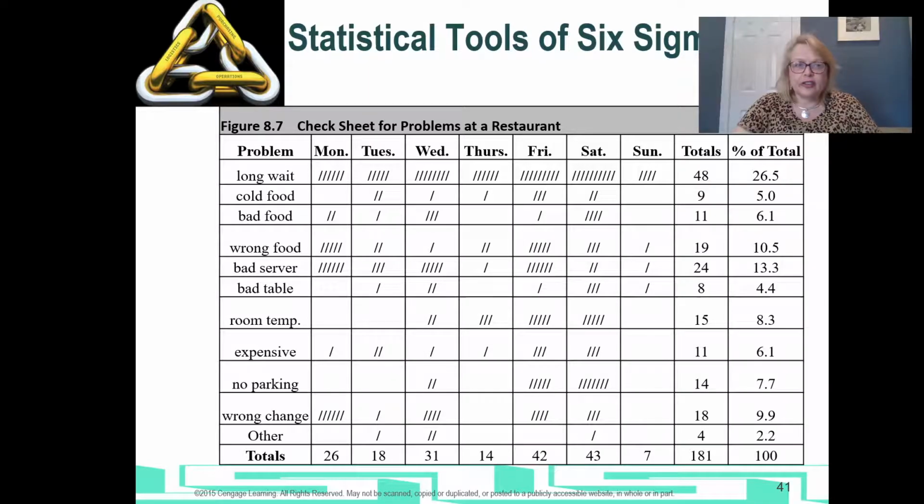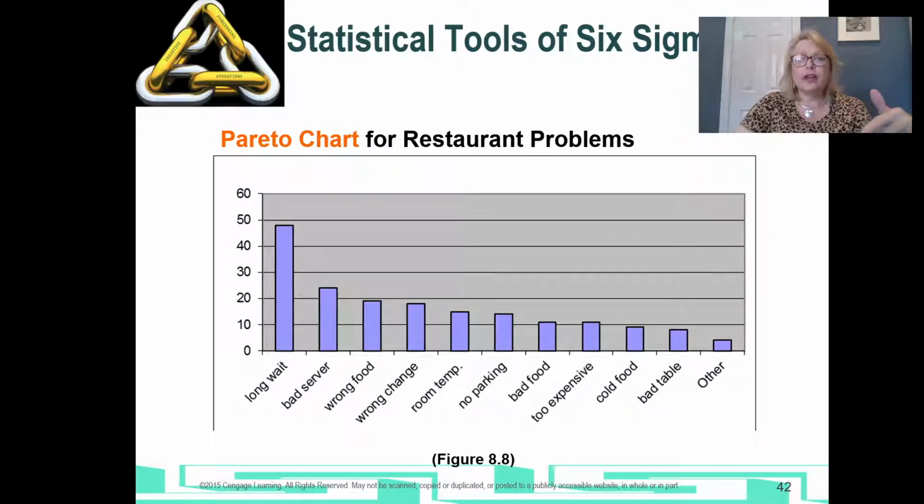This is a check sheet. So we had problems at our restaurant. What were the problems? On Monday, how many times did we have a long wait? We had a long wait 6 times. So you're going to read through this. Now I'm going to show you another way to look at it.